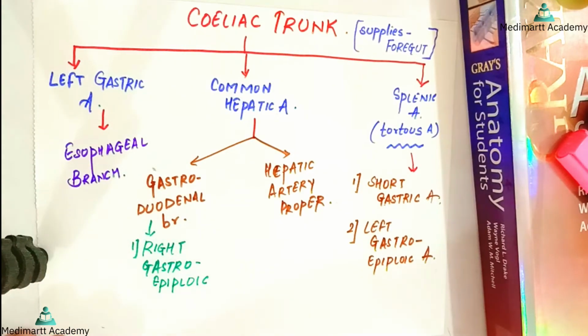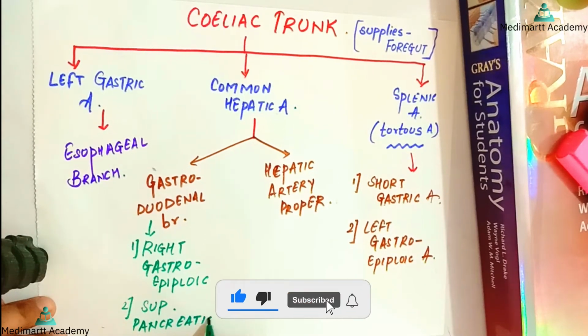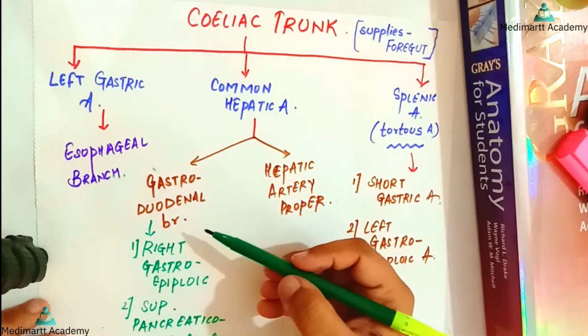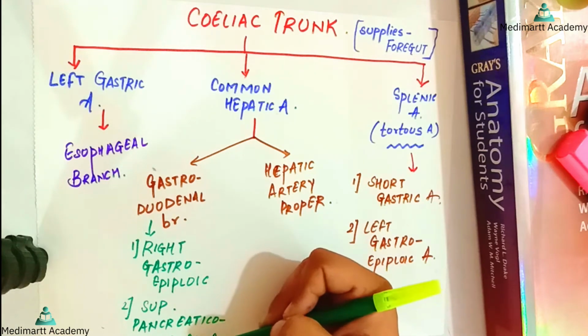The next branch is the superior pancreaticoduodenal artery. I'm just writing SUP for superior. Pancreatico means supplying the pancreas as well as the duodenum. So the gastroduodenal artery has two branches: the right gastroepiploic artery and the superior pancreaticoduodenal artery.